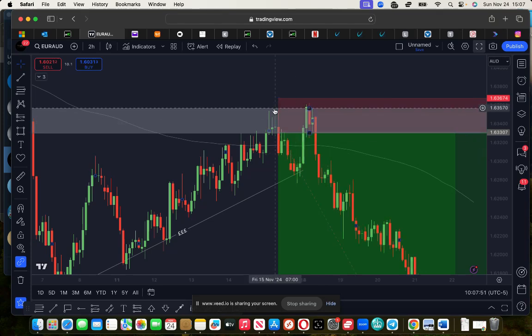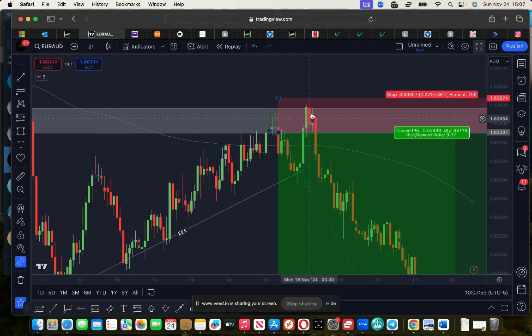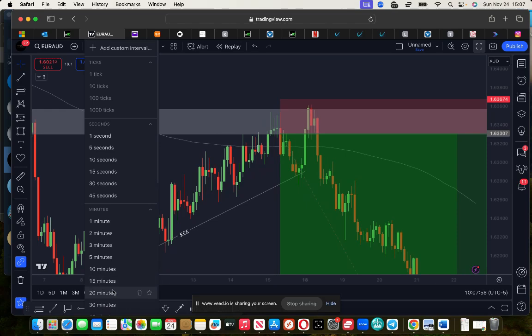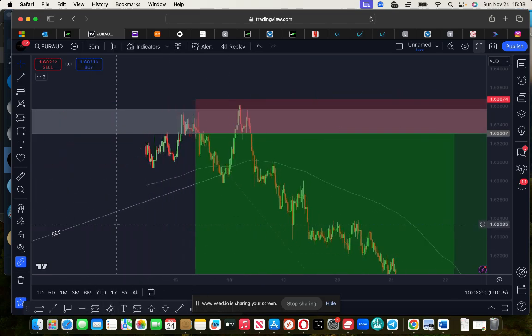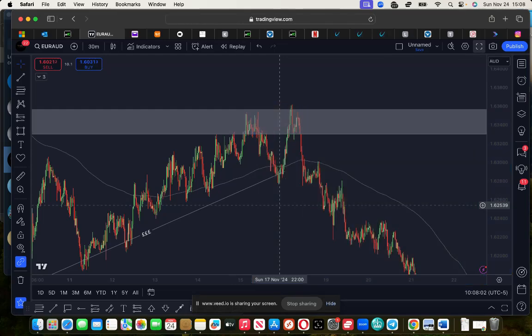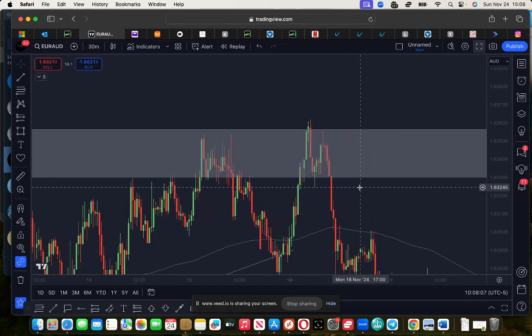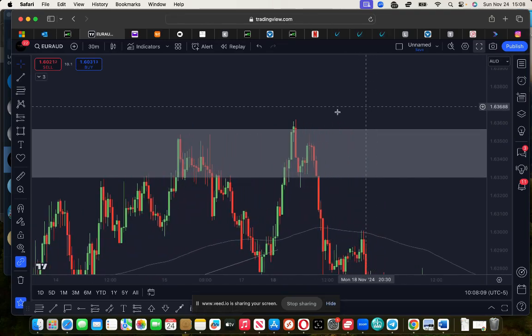Okay. Now we're looking at a pullback. In situations like this, what do you have to do? You have to lower to the smaller time frame to look for your entry, right? Now look. Now I'm going to cancel this one more time. Now, if you lower into the smaller time frame, what are you going to see? A bunch of trading opportunities.